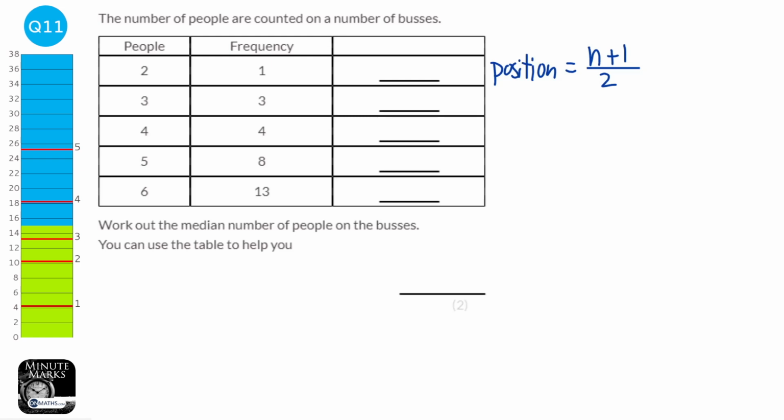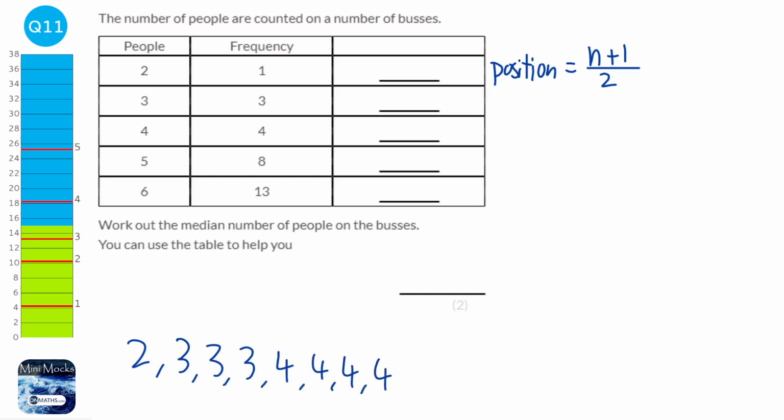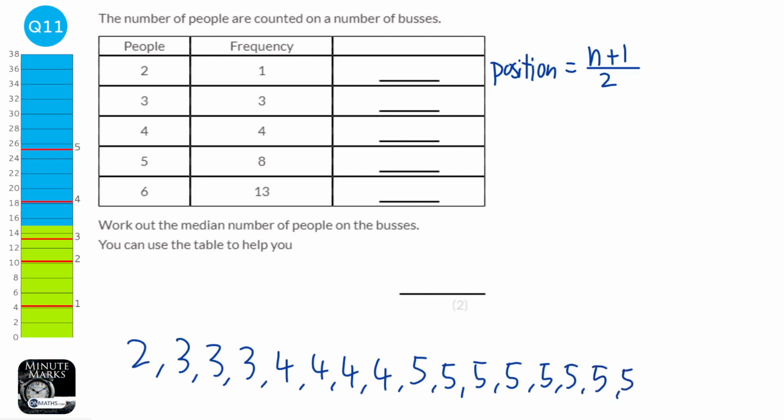So the first number is a 2, and there is one of those. The next number is a 3, and there's 3 of those. So 1, 2, 3. The next number is a 4, and there's 4 of those. So 1, 2, 3, 4. The next number is a 5, and there's 8 of those. So 1, 2, 3, 4, 5, 6, 7, 8. And the next number is a 6, and there's 13 of those.